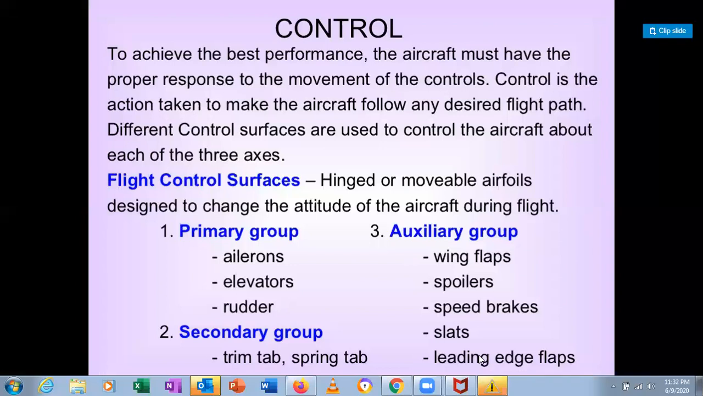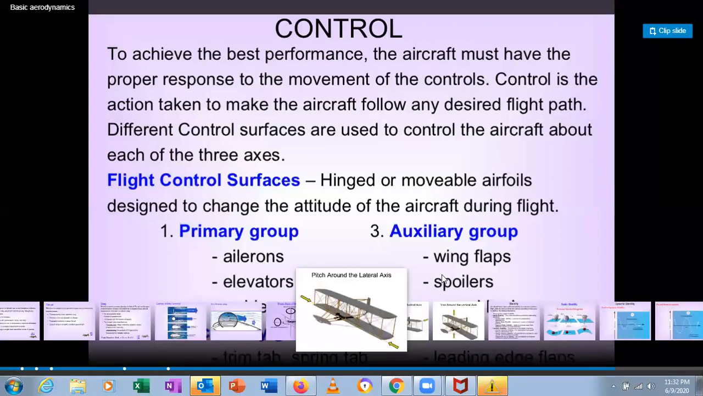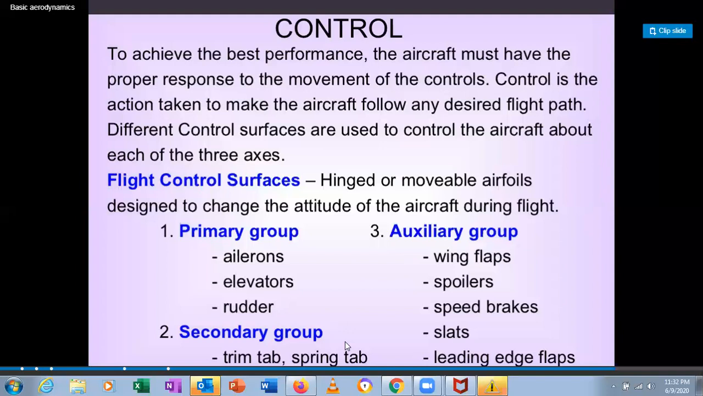And so these are all called flight control surfaces.